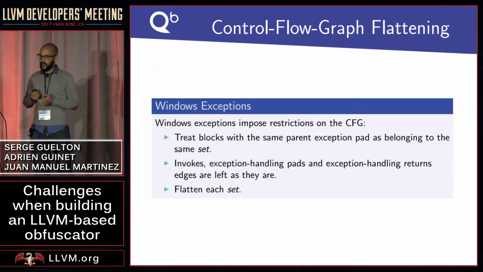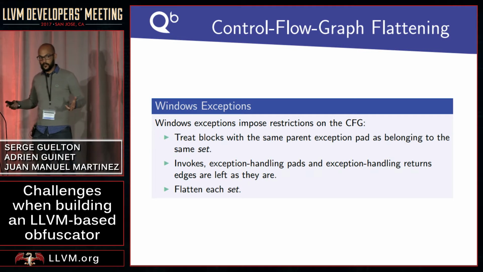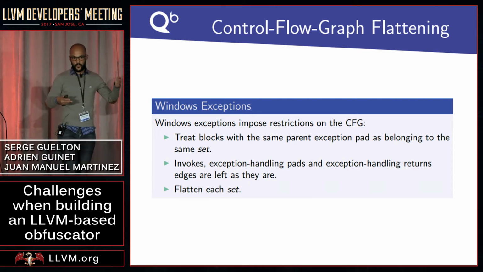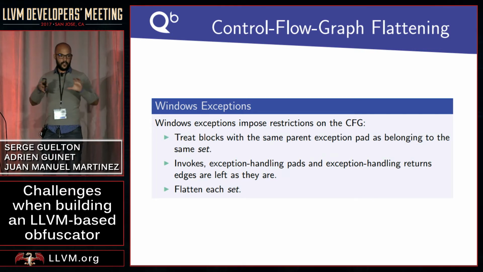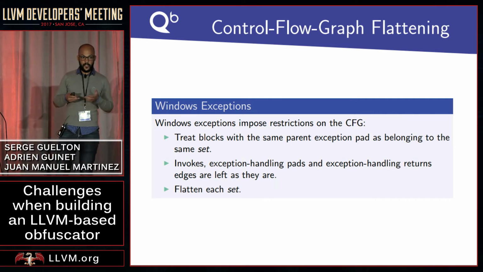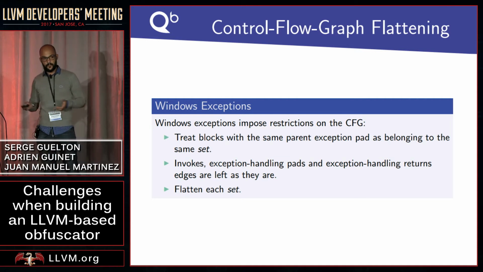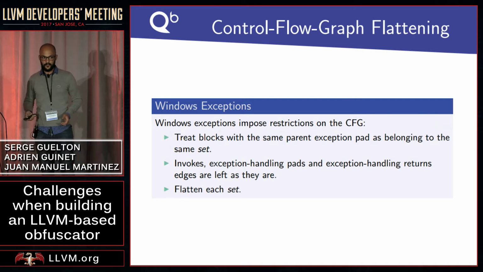The typical example are the Windows exceptions. So the invoke edges, we cannot touch them. All the catch switch instructions, all the landing pads, the special landing pads, and the cleanup return and catch return instructions, we cannot touch them. We have to treat all the blocks with the same parent pad, exception handling pad, as belonging to the same set, and we can flatten each set separately, but not everything as a whole. There are also some problems with the indirect branches because they normally take a block address as a parameter, and everything you do with a block address that is not jumping is undefined behavior.